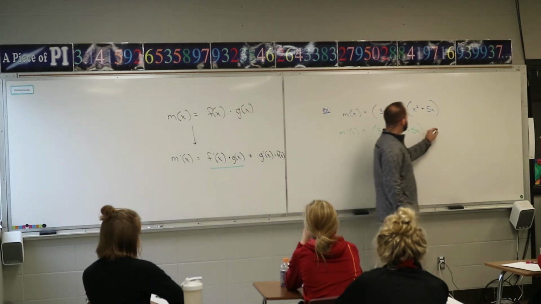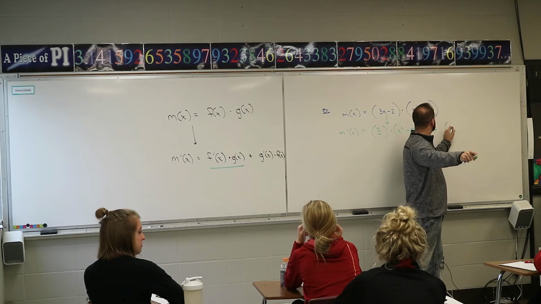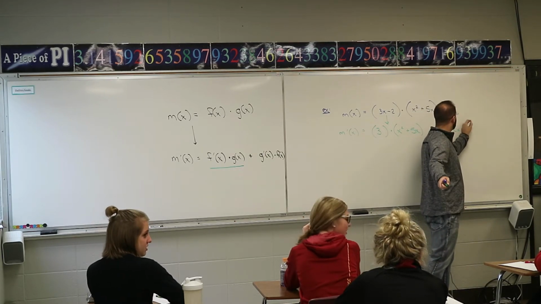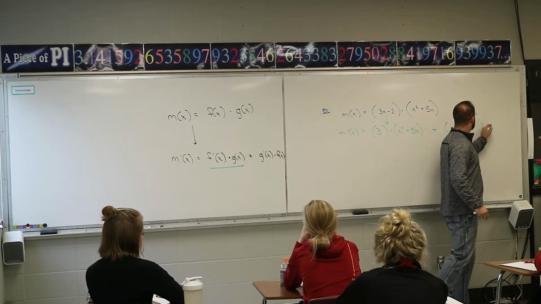Plus, now the derivative of the second, Tyler, what was your derivative you said? X squared plus 5x. No, 2x plus 5. 2x plus 5, thank you. And we take that times the first function, which is 3x minus 2. Alright.